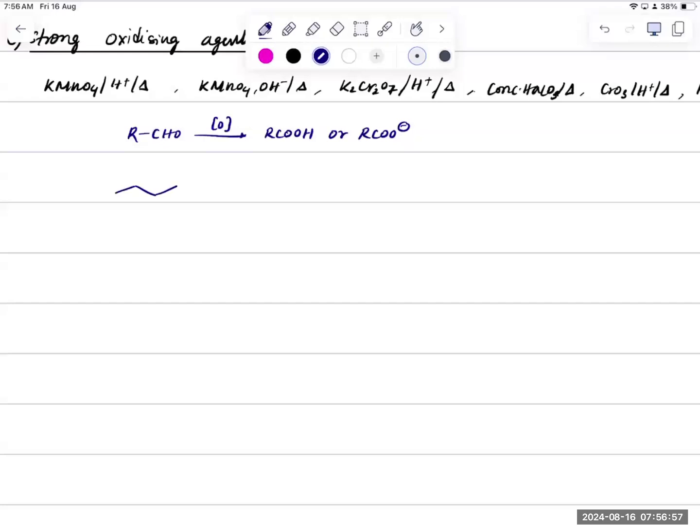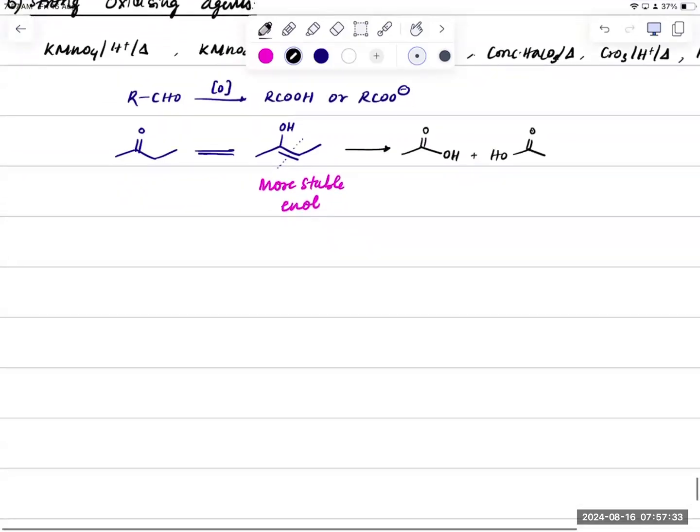Next, if you have a ketone, right? If you have a ketone, on heating, first you will convert it always into an enol form, and the enol should be the more stable enol. Once you get the more stable enol, then you break the bond. After breaking, you make it an acid. So what we will get here is COOH plus HOOC. Okay. This is what is expected in making an acid.